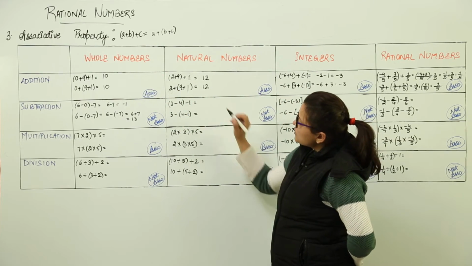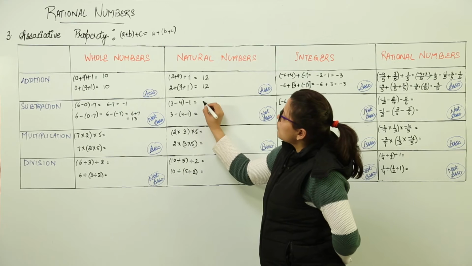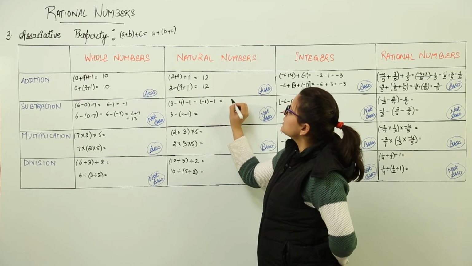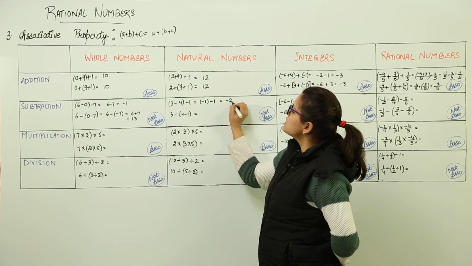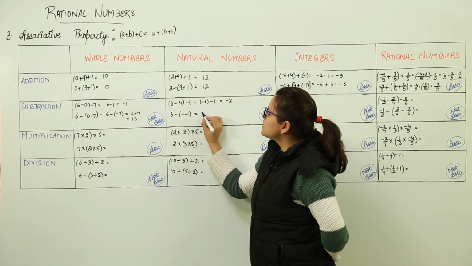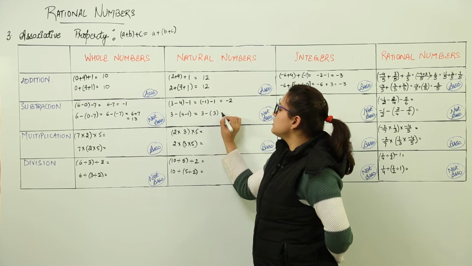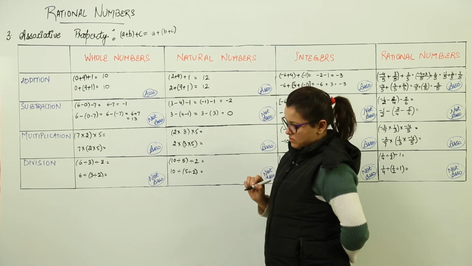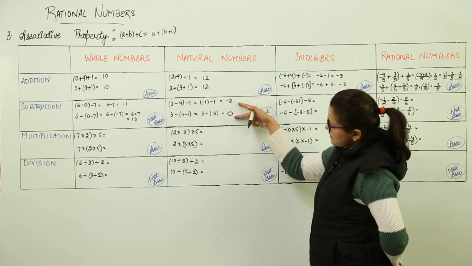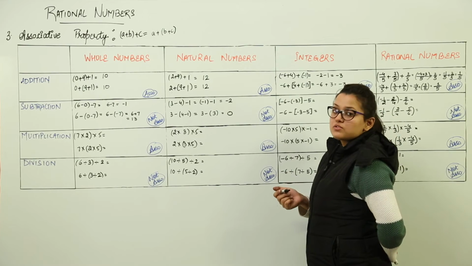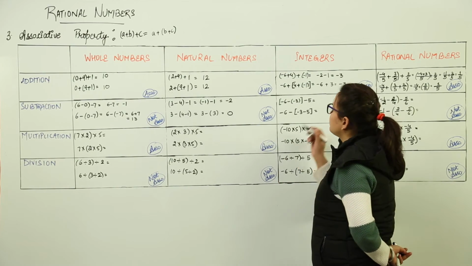Similarly, natural numbers. What is 3 minus 4? That is minus 1. And what is minus 1 minus 1? This is equal to minus 2. What is 3 minus 4 minus 1? This is 3. So what is 3 minus 3? 0. You can check here that your answers are becoming different. Again, that proves that subtraction is not associative.